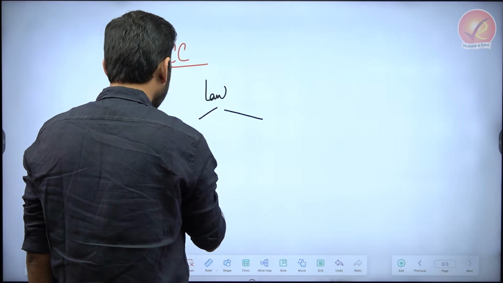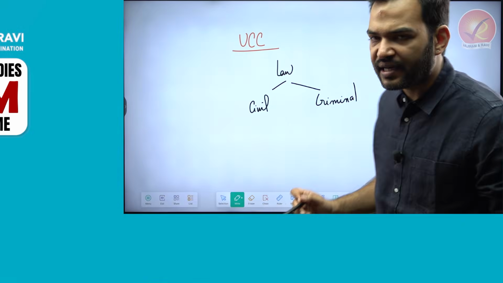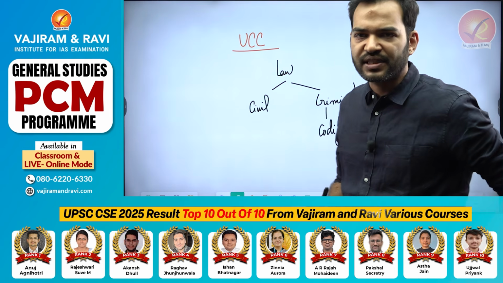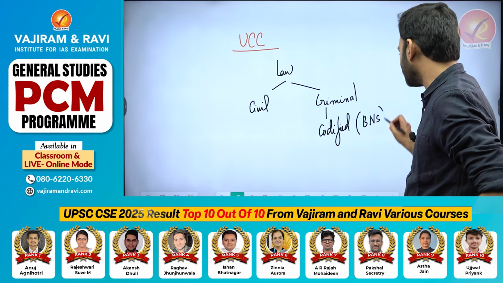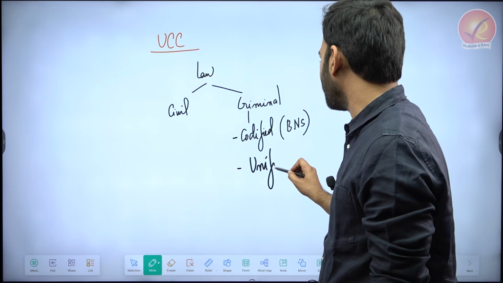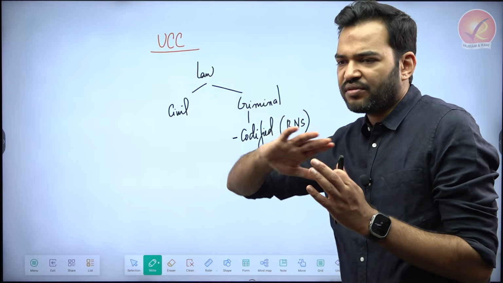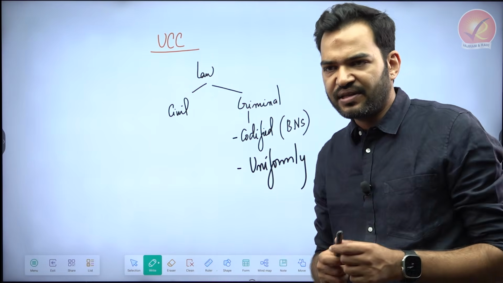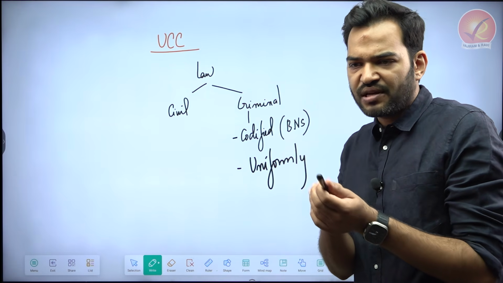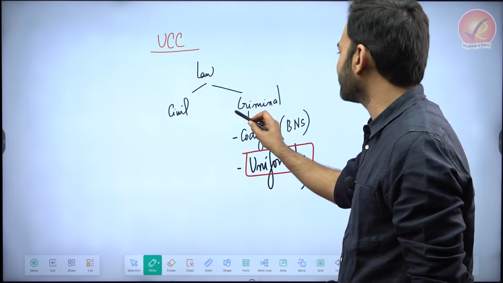So law is of two types. One is civil law and the other is criminal law. Criminal law in India is well codified. It was codified earlier through CRPC, IPC. Now it is codified through BNS. Not only is criminal law well codified, it is uniformly applicable also. Uniformly applicable means it is uniformly applicable on all sections of society. For example, if a Dalit commits a murder or a Brahmin commits a murder, the punishment is the same. If a Muslim commits a murder or a Hindu commits a murder, the punishment remains the same. So we say that there is uniformity in which laws?